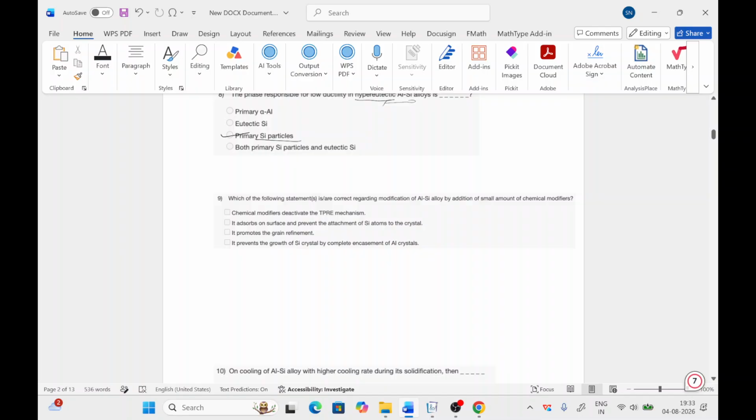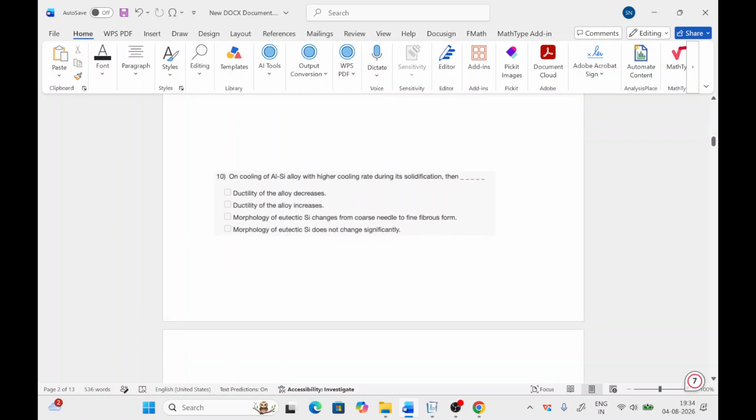Which of the following statements are correct regarding modification of aluminum silicon alloy by addition of small amount of chemical modifiers? So chemical modifiers deactivate the TPRE mechanism, correct? It adsorbs on the surface and prevents the attachment of silicon atoms to the crystal. Yes. It promotes grain refinement. No. It prevents the growth of silicon crystal by complete encasement of aluminum crystal. No. First and second options are correct.